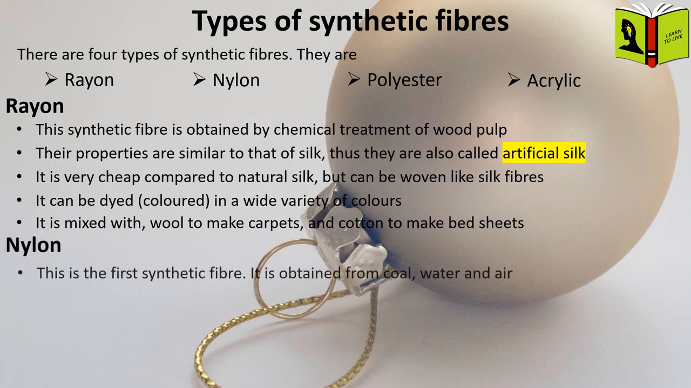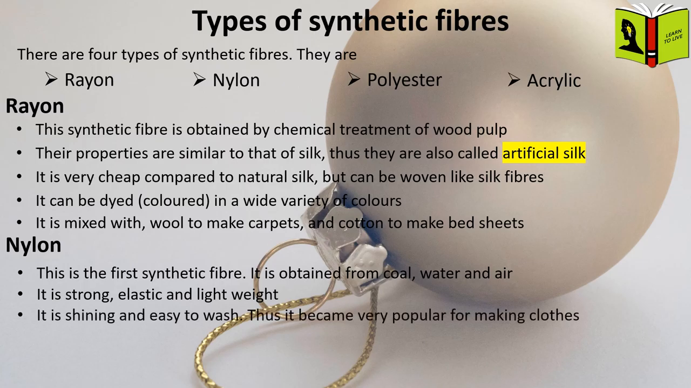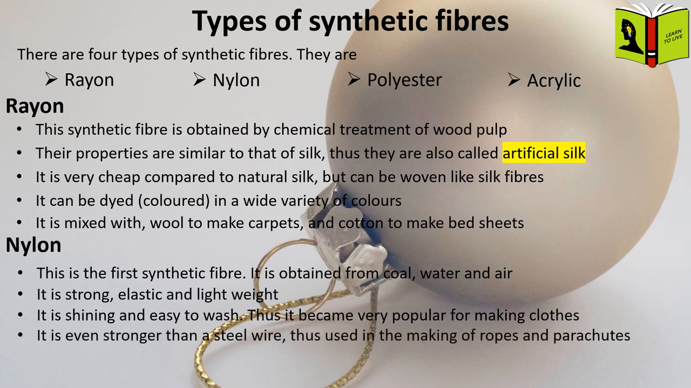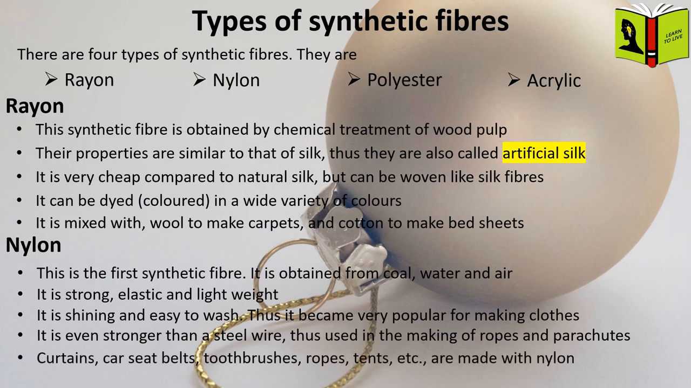Nylon. This is the first synthetic fiber. It is obtained from coal, water, and air. It is strong, elastic, and lightweight. It is shining and easy to wash. Thus it became very popular for making clothes. It is even stronger than a steel wire, thus used in the making of ropes and parachutes. Curtains, car seat belts, toothbrushes, ropes, tents, etc. are made with nylon.